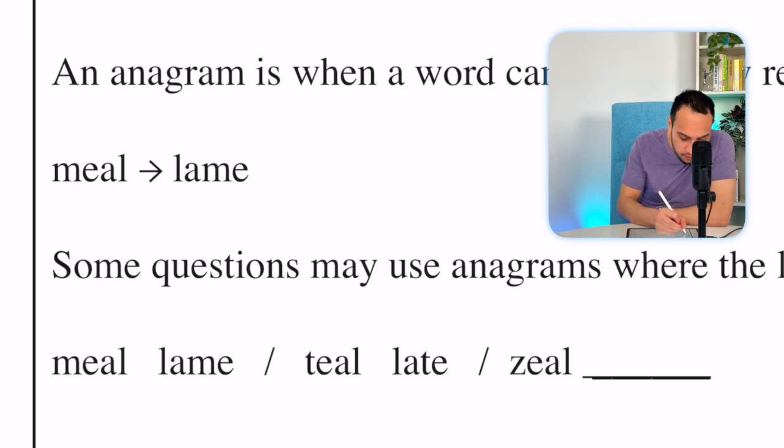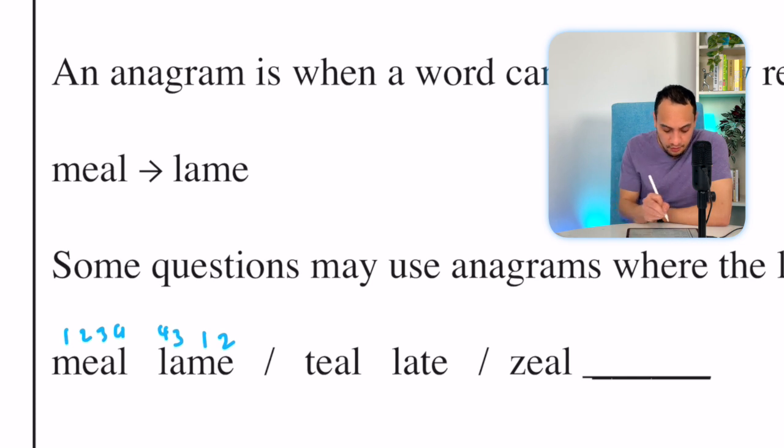What I might do is start by numbering 1, 2, 3, and 4 there, just so you can see what happens. And you can see the last letter becomes the first letter. The third letter becomes the second letter. The second letter becomes the last letter. The first letter becomes the third letter. So that will be the new order.